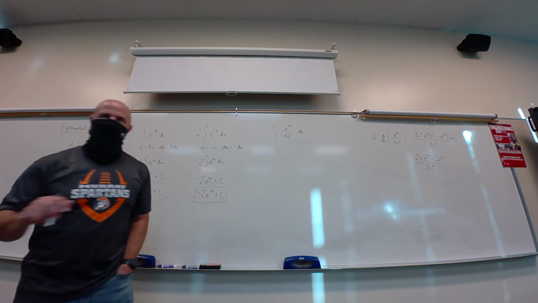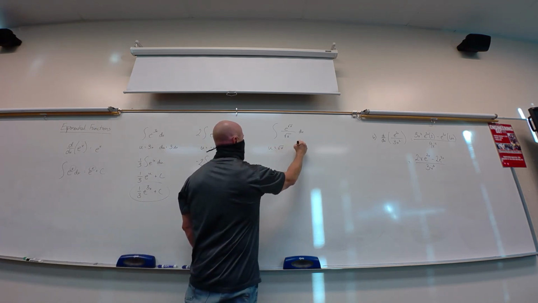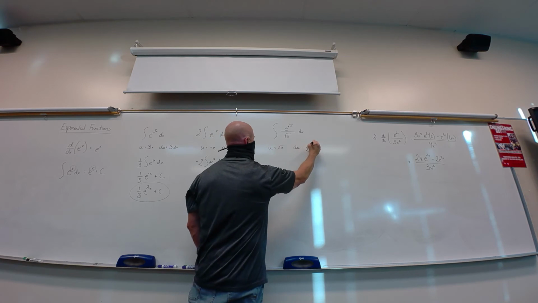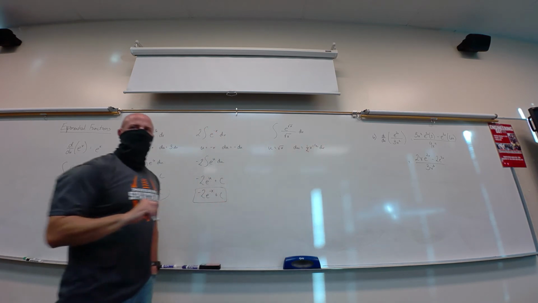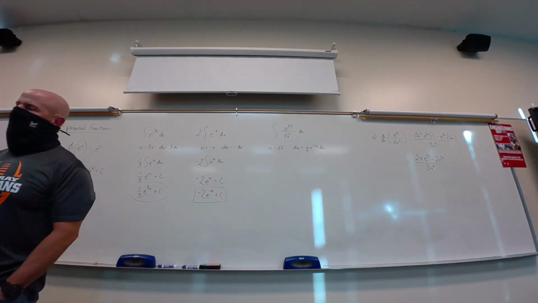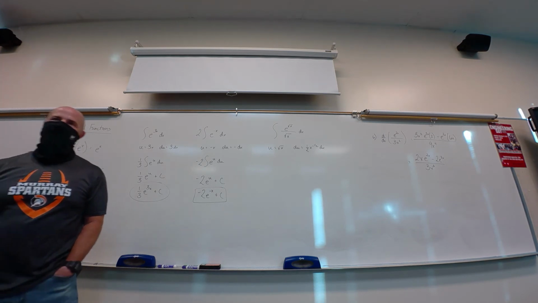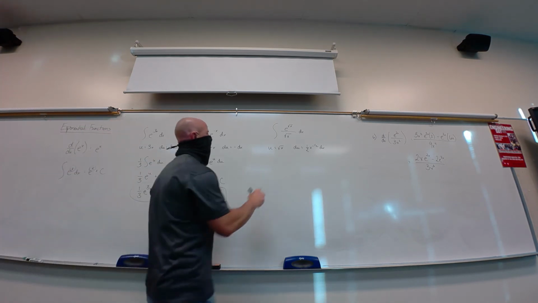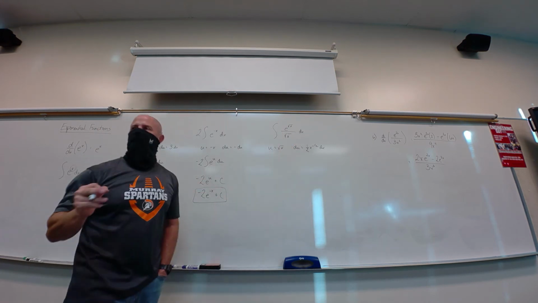I can try it. So if u equals square root x, du would be 1/2 x to the negative 1/2 dx. If that fits, I'm good to go. If it doesn't, I'll back up and start over. But that's my first thought, is I really want a single variable up here, not a radical, not a power, not a coefficient, nothing.